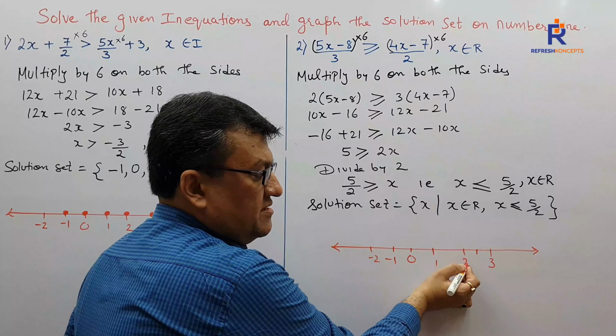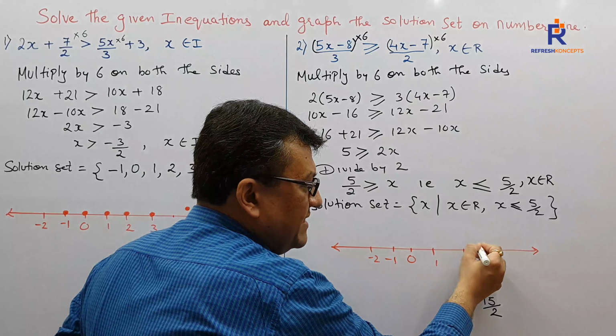For us to say, where is 5 by 2? This is 4 by 2. The next one is 5 by 2. It's very easy now. What next? X is less than or equal to.